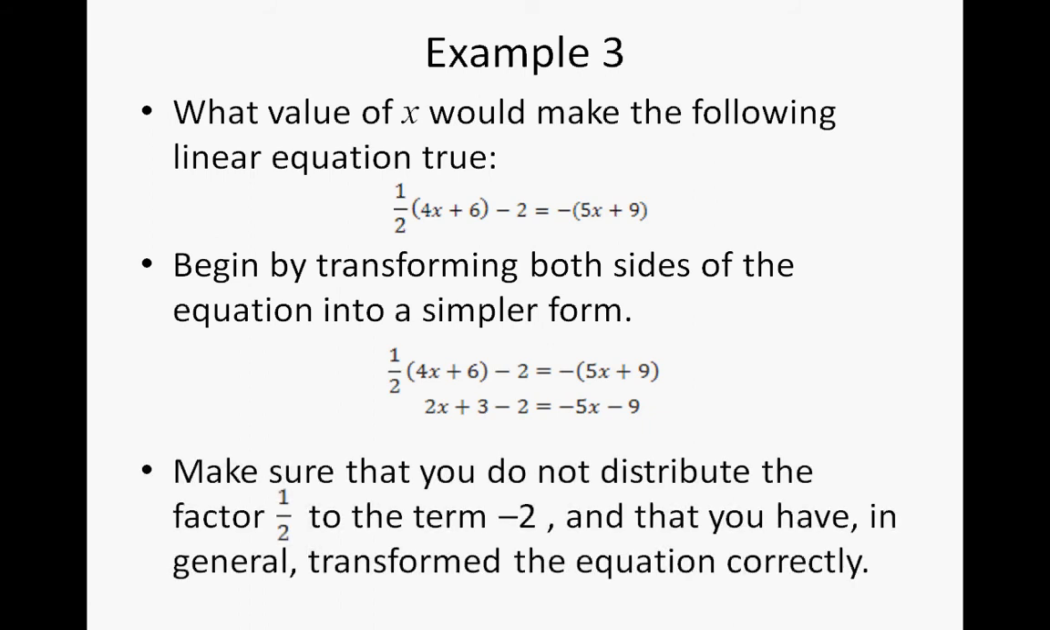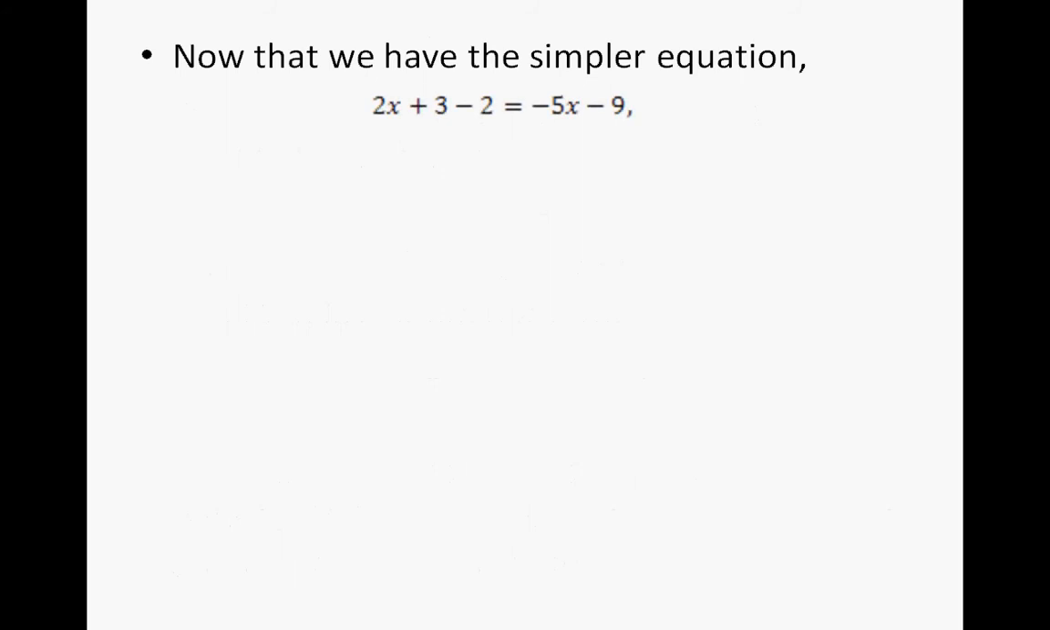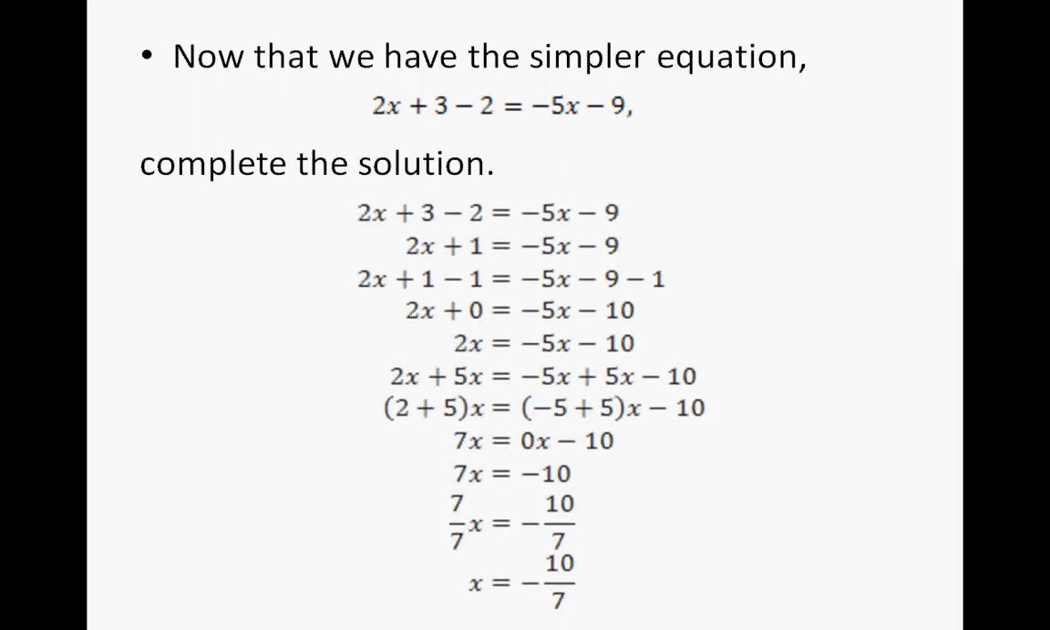So again, make sure that you do not distribute the factor 1/2 to the term of negative 2, and that you have, in general, transformed the equation correctly. So now we have the simpler equation. We can complete the solution. And it should look something similar to this, but our solution at the end should be x is equal to negative 10/7.